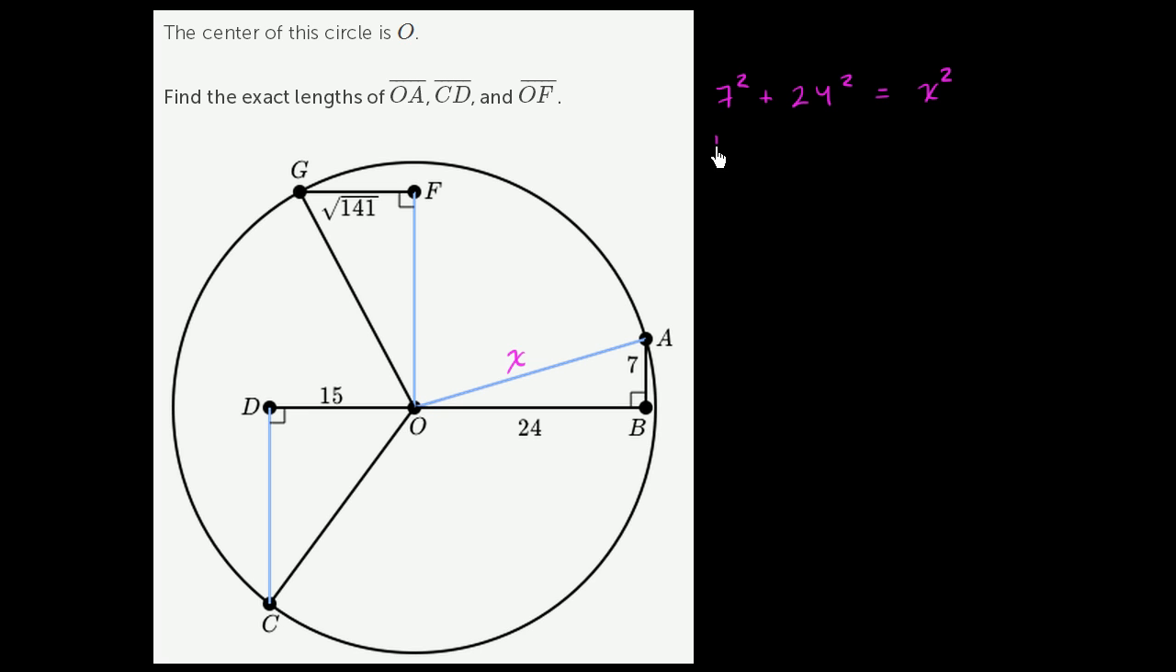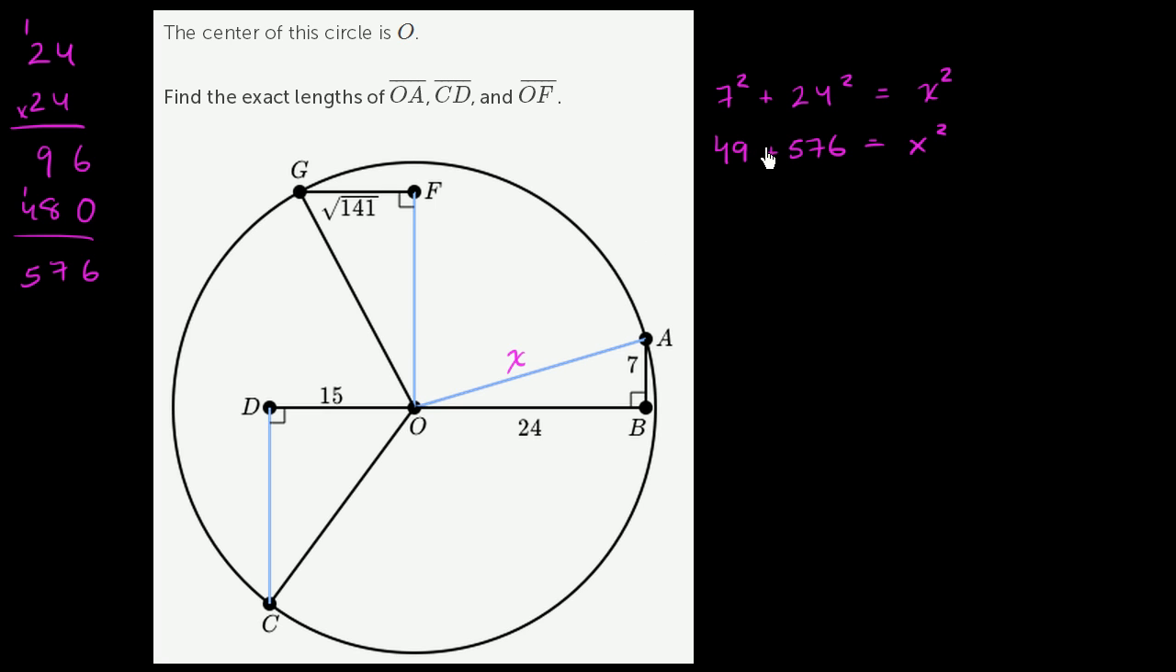7 squared is 49. And for 24 squared, let's do a little multiplication to figure out 24 times 24. 4 times 4 is 16. 4 times 2 is 8, plus 1 is 9, so 96. And then 2 times 24 is 48. Add them together, we get 576. So 49 plus 576 is equal to x squared.